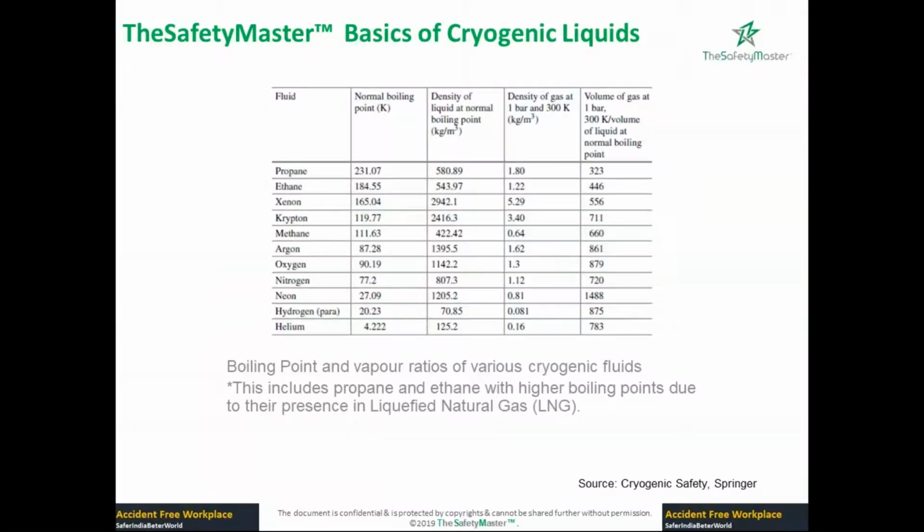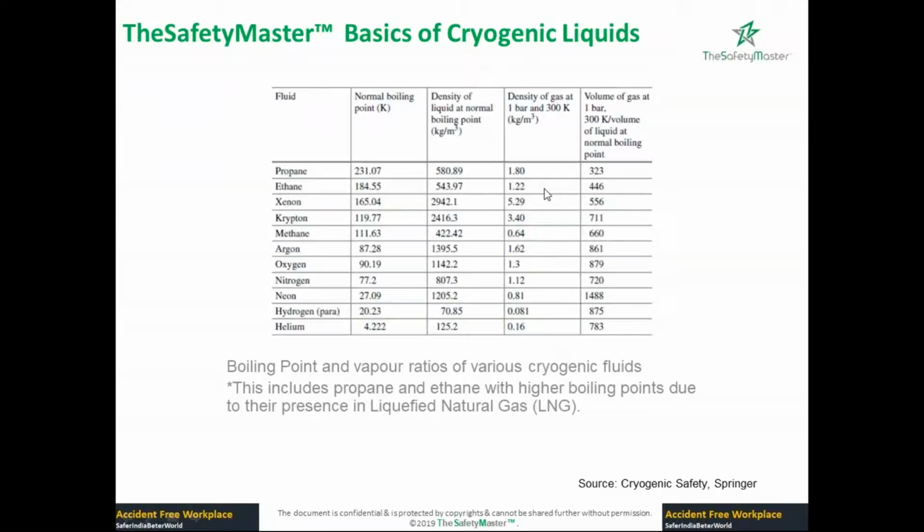There's one more thing about this table you need to look at, which is the expansion volume. For example, if we take nitrogen, one volume of liquid at 1 bar will expand to 720 times as gas. That's one of the hazards. Similarly, if you look at neon, it is 1488.